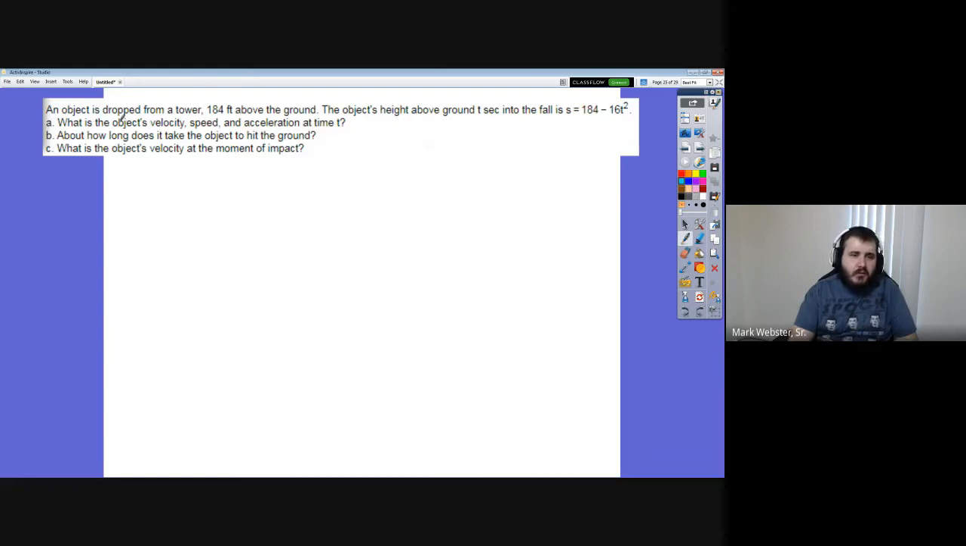Same idea. What's the object's velocity, speed, and acceleration? We've done all this before. Velocity, speed and acceleration. So speed, just make sure you take the absolute value. Velocity is the first derivative. Acceleration is the second derivative. How long does it take for the object to hit the ground? Well, it's saying when S equals zero, what is t? So you just plug that in, solve for t.